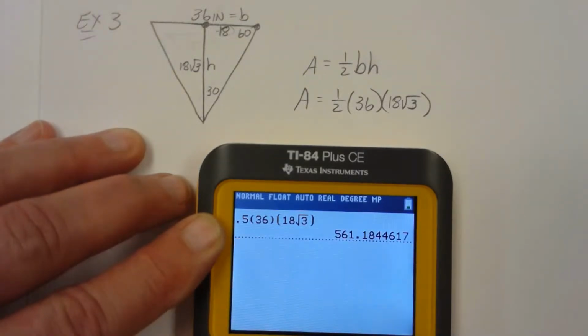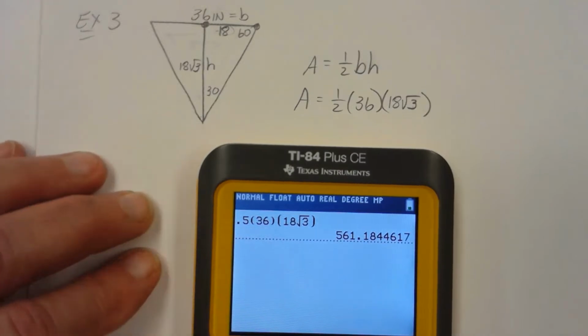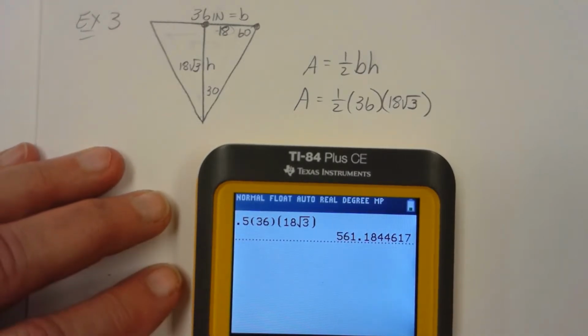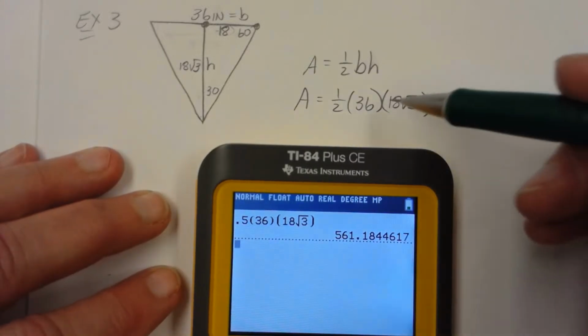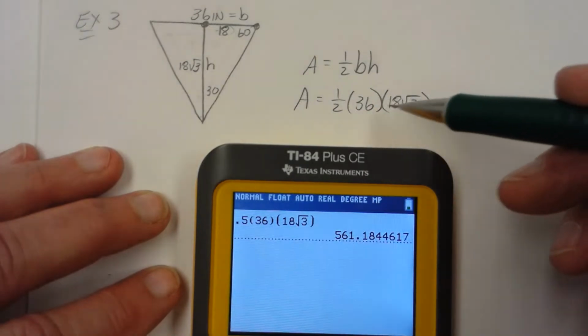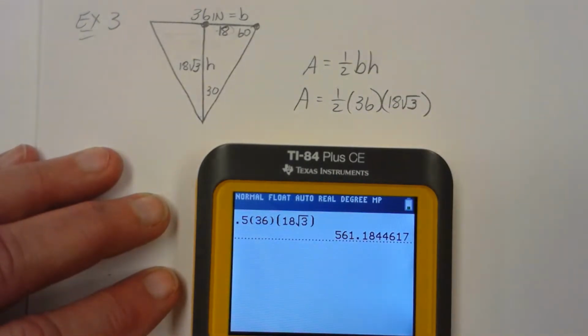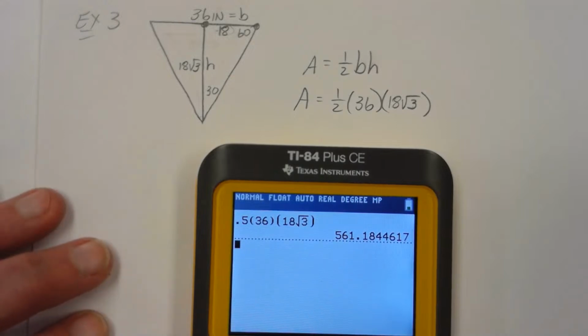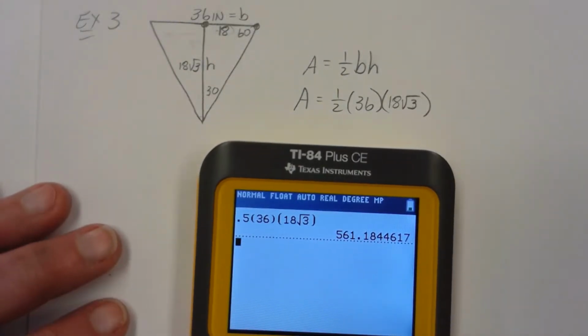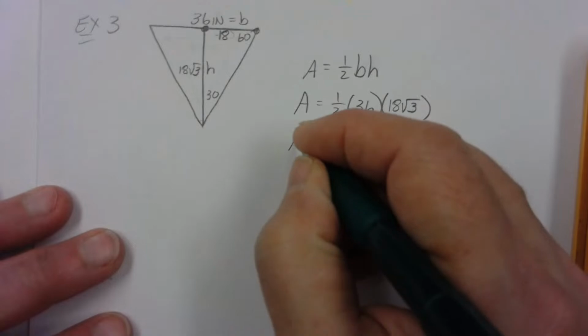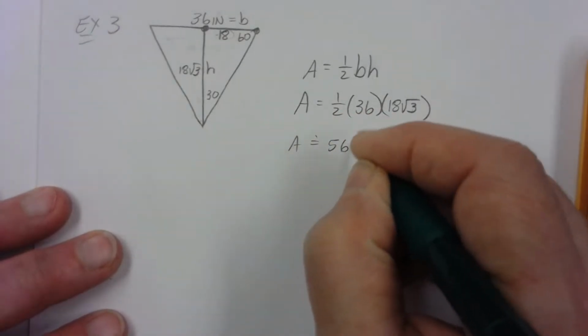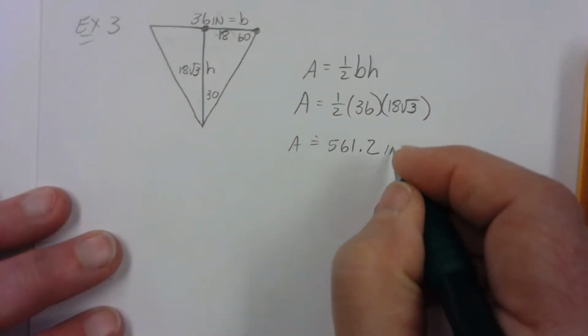Extra long decimal back here and all the crap that goes with it. That's really, really long. You don't go to somebody and say, yep, that sign's going to be 561.1844617, although that is much better than saying that sign is whatever 1/2 would be 18 times 324 root 3. You don't say that because this problem has context. So you would say 561.2, I would say. So the area is approximately 561.2 inches square.